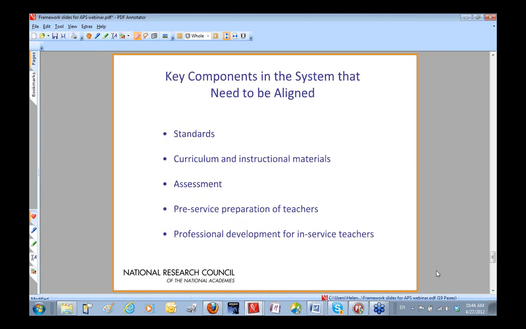So, as we said before, all these pieces have to be aligned, and that's a lot of work. I hope there are people on this webinar who are thinking about undertaking some of the pieces of this work, particularly those that have to do with teacher preparation, and I hope teacher professional development, because in-service teachers are going to need a lot of assistance in incorporating this way of looking at science into the way they think about their teaching.